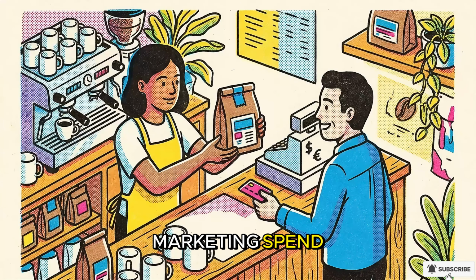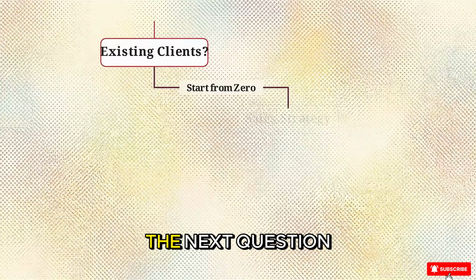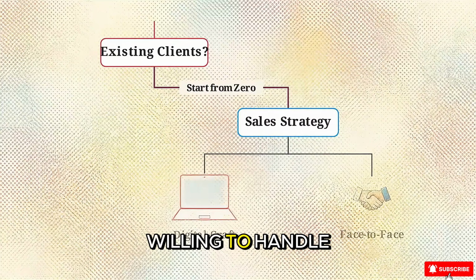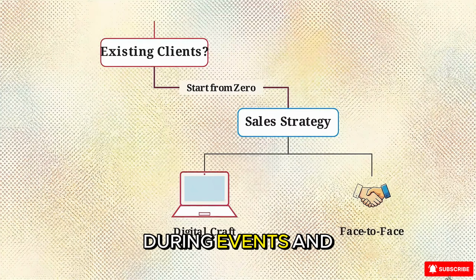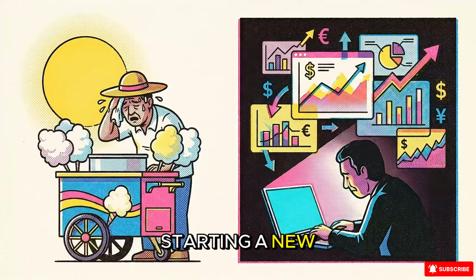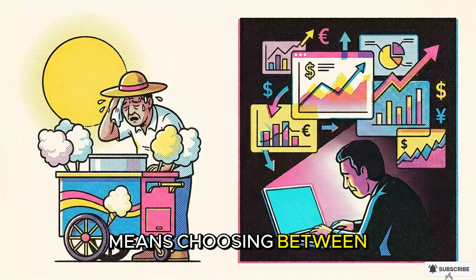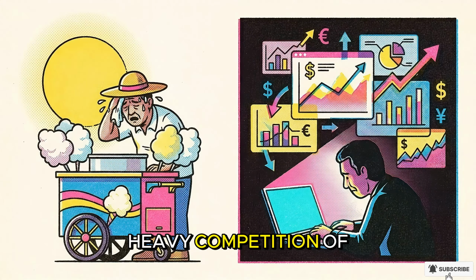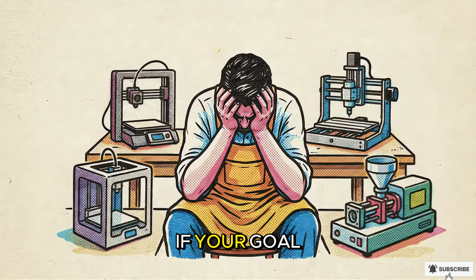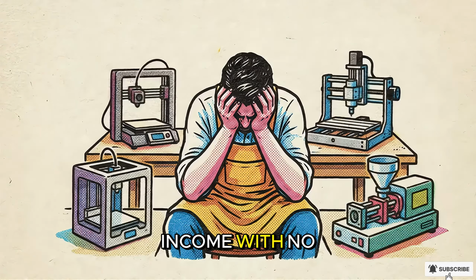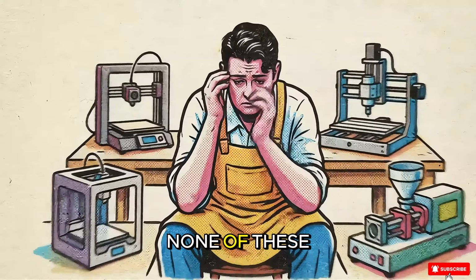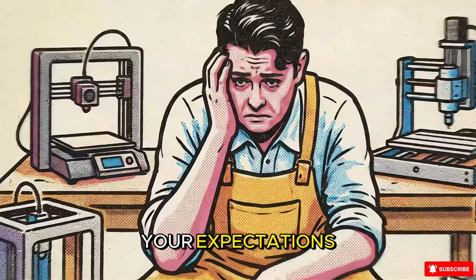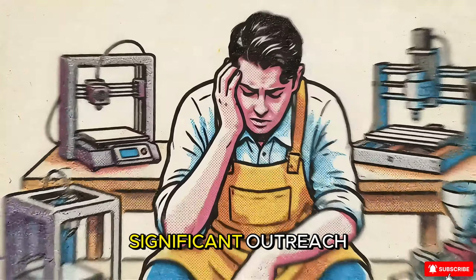additional marketing spend. If you are starting from zero, the next question is whether you are willing to handle face-to-face sales during events and weekends. Starting a new business from scratch means choosing between the physical demands of event vending or the marketing-heavy competition of the digital landscape. If your goal is purely passive income with no active sales effort, none of these machines will meet your expectations. They all require significant outreach.